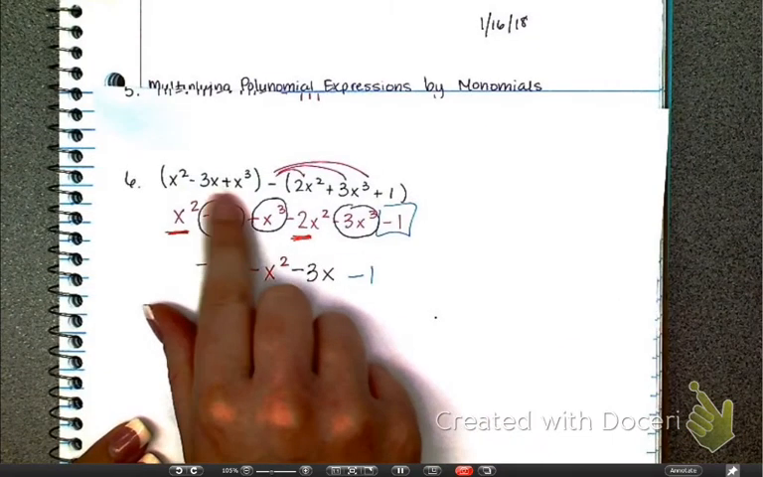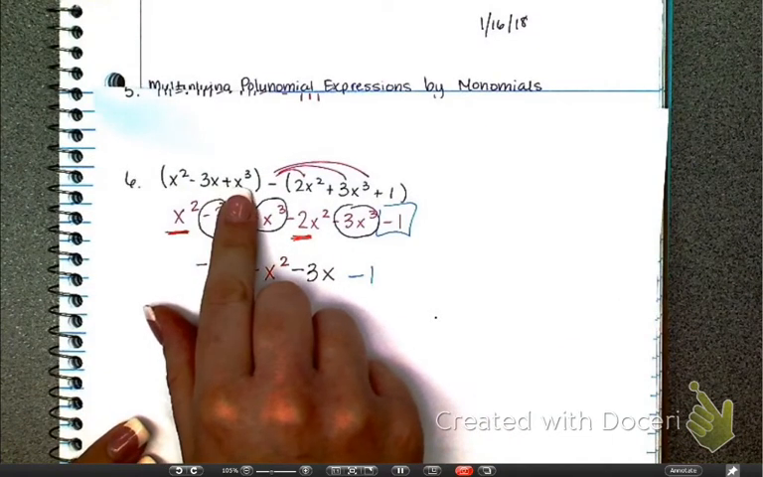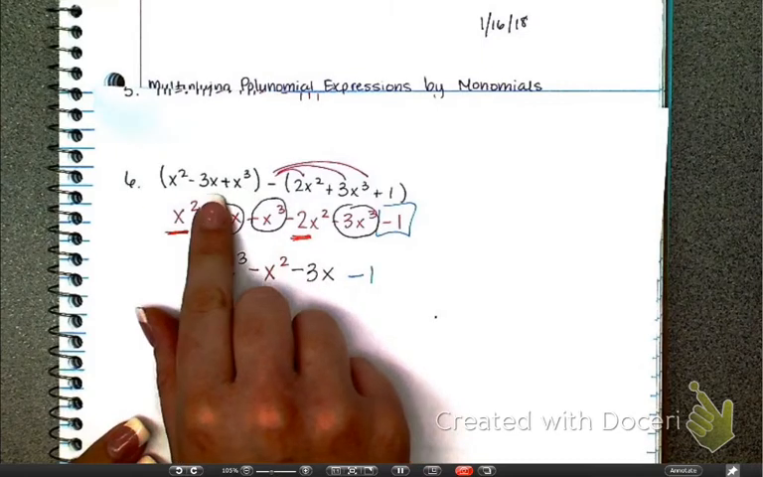So we talked about an expression last week being something that doesn't have an equal sign, or an equation has an equal sign. Does anyone remember what a polynomial is? Okay, so a polynomial has multiple terms separated by addition or subtraction signs.